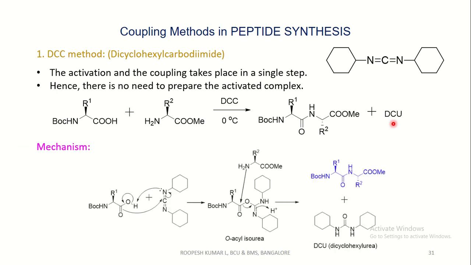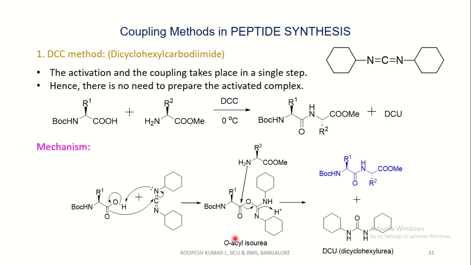Coming to the mechanism, this is DCC. A lone pair on nitrogen takes this proton and this bond shifts with the formation of a double bond, and this bond comes and attacks the carbon, and the electrons move to the nitrogen with the formation of O-acyl isourea. This is the O-acyl isourea moiety.